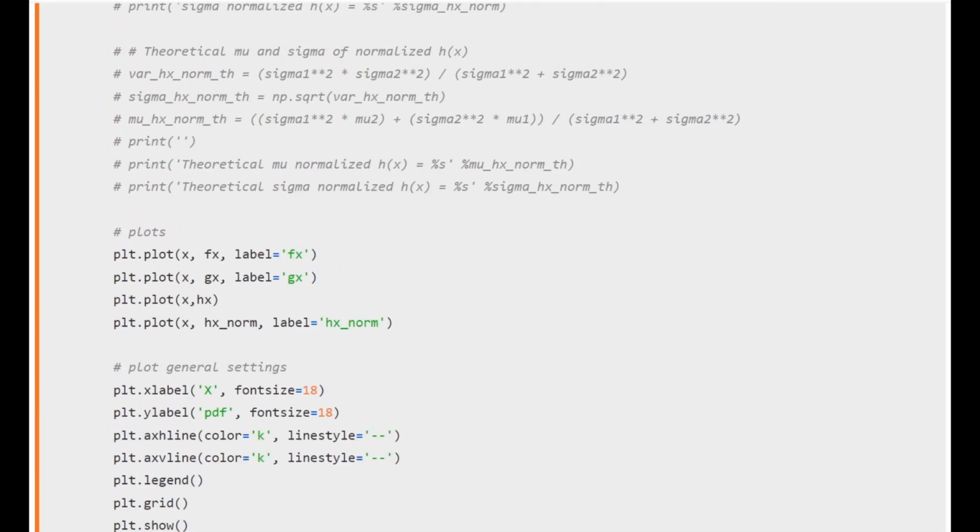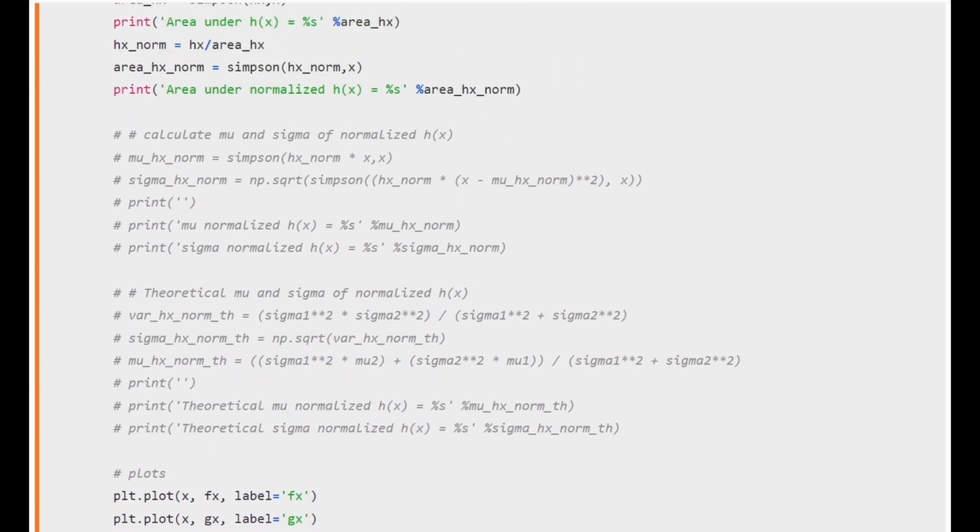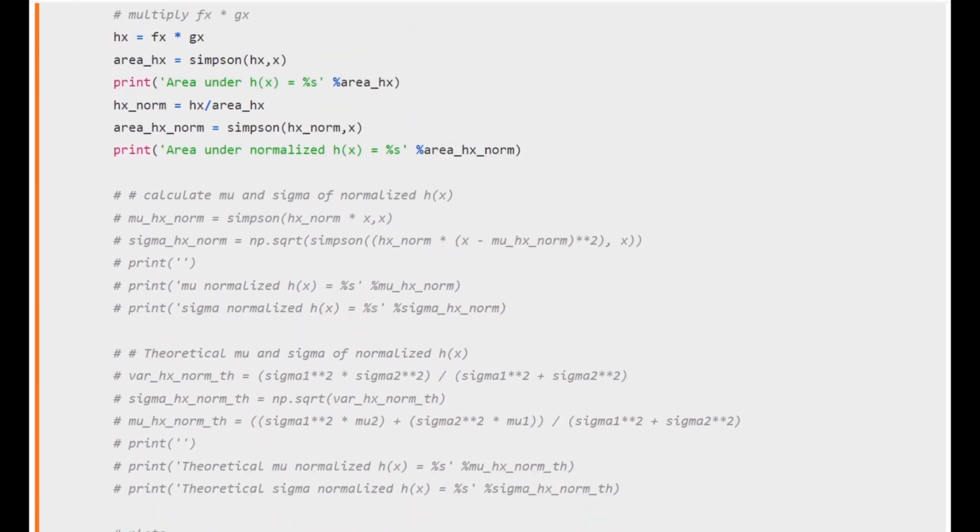So let me just disable the unnormalized plot for clarity's sake. Perhaps you can see it much better now. The blue one is the fx, the orange one is gx, and the green one is the product of fx and gx, normalized by the area. You can clearly see that the mean of this normalized hx is lying between the means of fx and gx. Since its variance is lesser than both fx and gx, the PDF is peakier, which means the uncertainty in the system is reduced. So this is as far as multiplication is concerned.